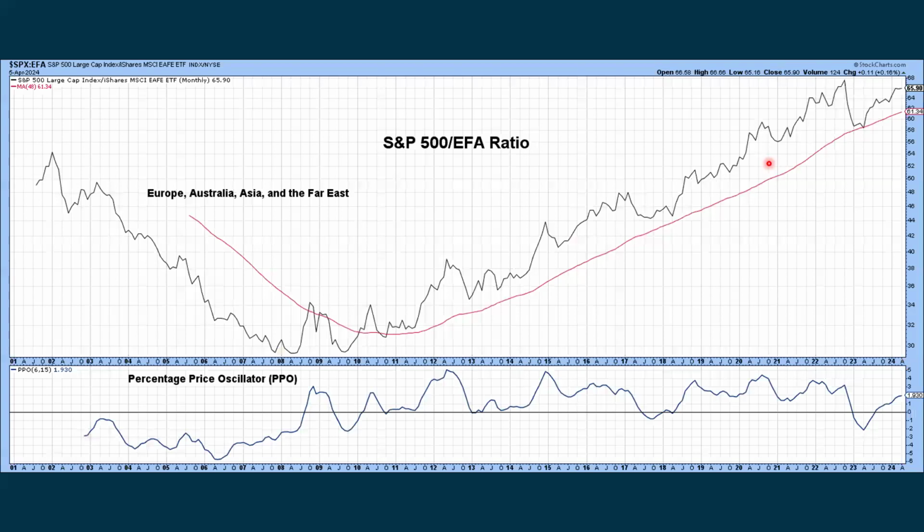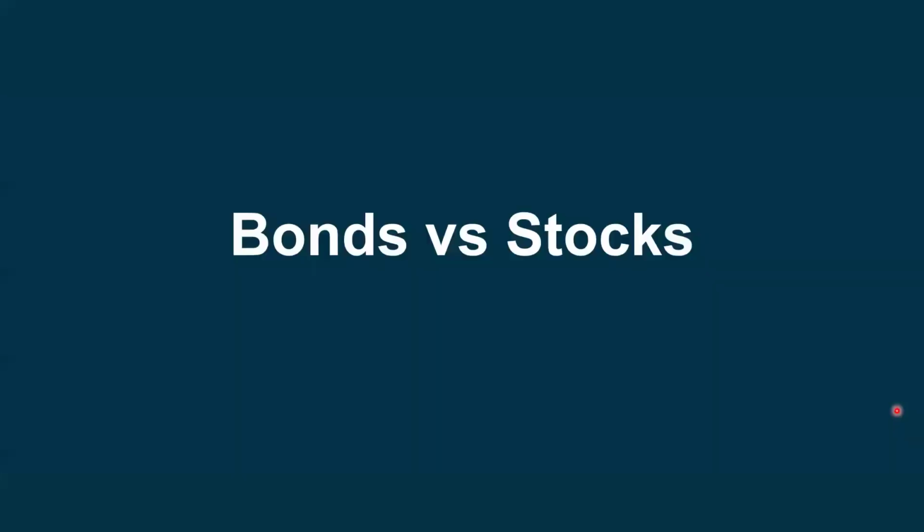And then we look at a monthly chart of the S&P 500 and then take a ratio of stocks in Europe, Australia, Asia, and the Far East. When we're above this red line, that means the S&P 500 is outperforming, the red line's going up, and for the most part, the price chart is going up. We also plot a momentum indicator down below, and that's continuing to go up, showing that U.S. stocks are stronger than stocks in the rest of the world in the longer term. This is a monthly chart.